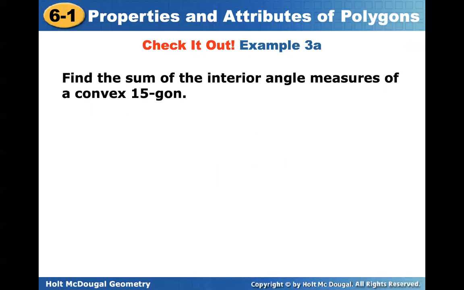All right, do the Check It Out, 3A, 3B on page 396, please.